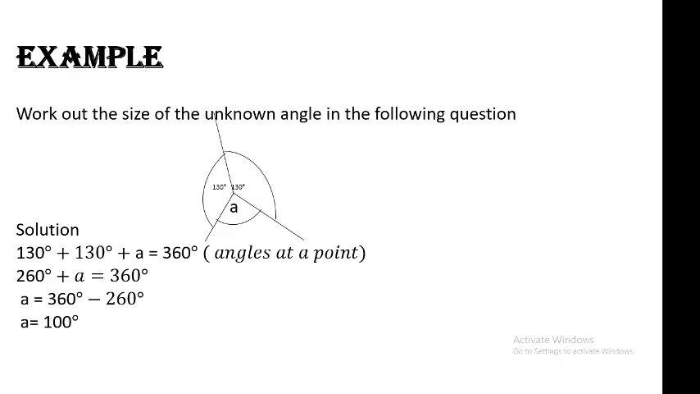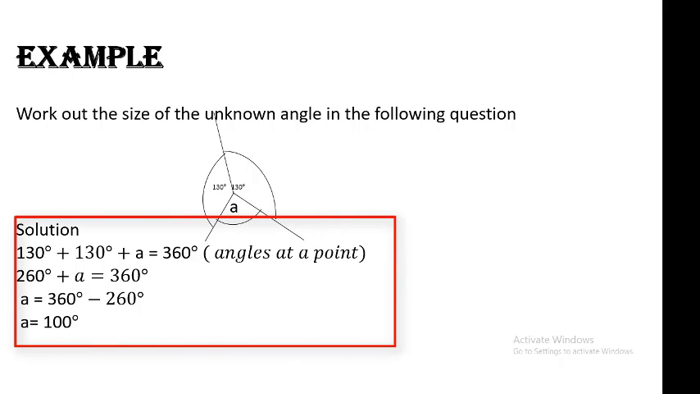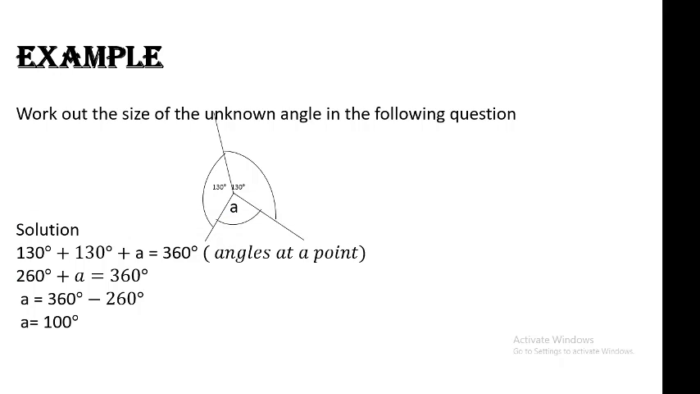Now, here we have an example. The example says, work out the size of the unknown angle in the following question. We have that hint that the angles of a complete turn are equal to 360, or angles at a point are equal to 360 degrees. So let us go to the solution. If we add all these three angles, the answer will be 360 degrees.